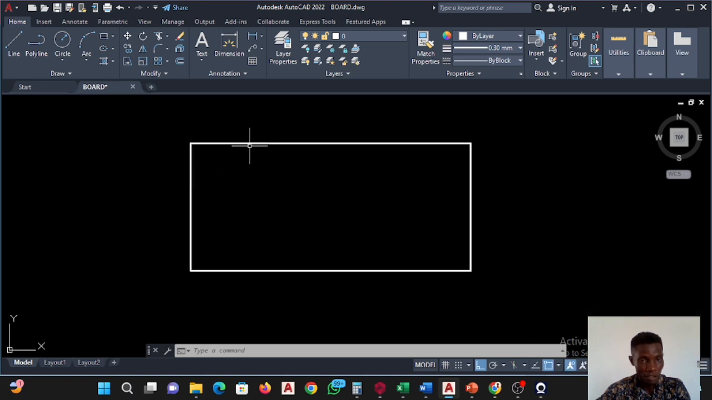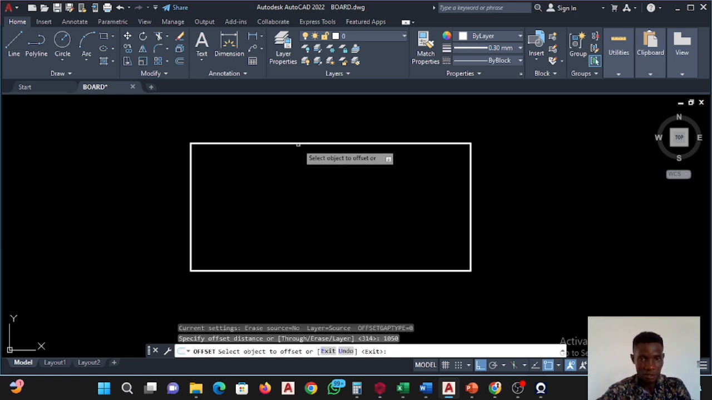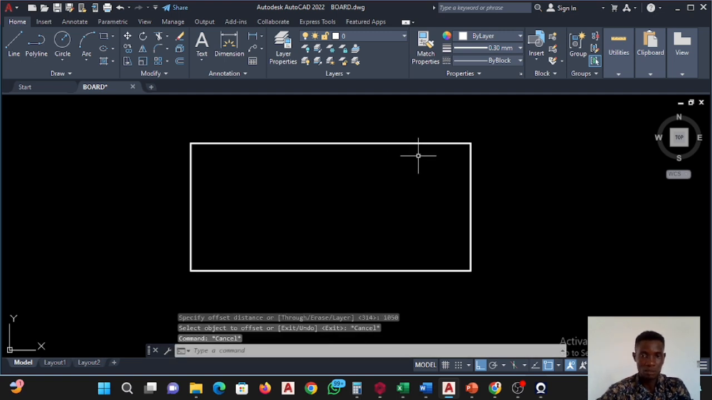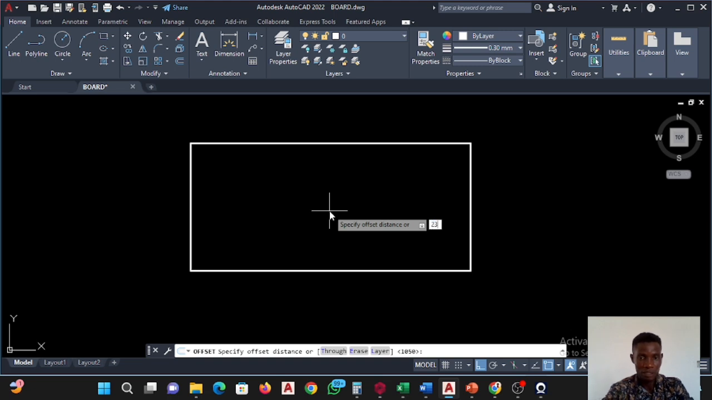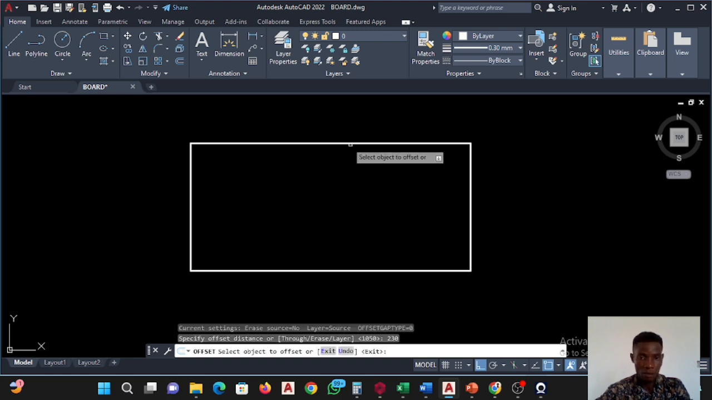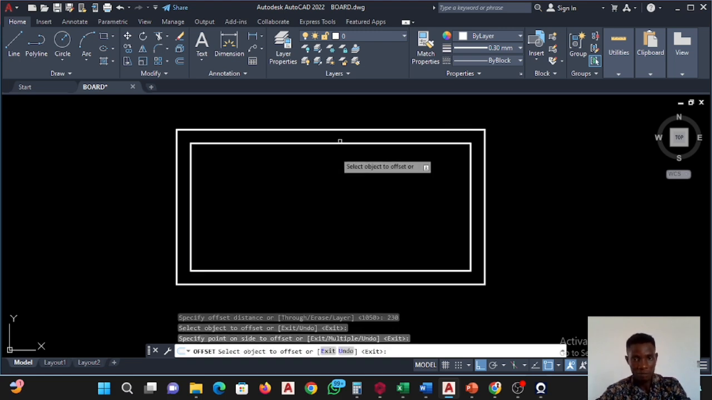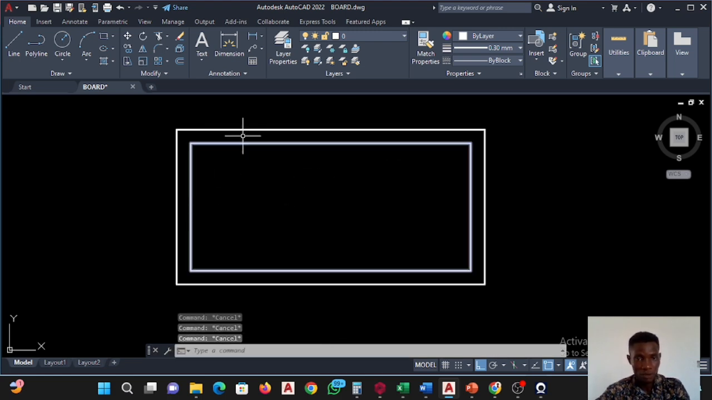So I can look for the half of this. Half of 2100 is 1050, right? So let me offset 1050, enter. I can offset this. Okay, I still need to explode this. Let me explode this. Let me first form my work. So I have a wall here. Let's assume a wall of 230 now.